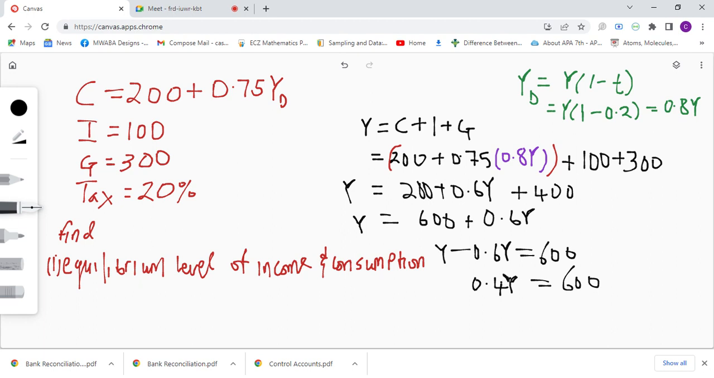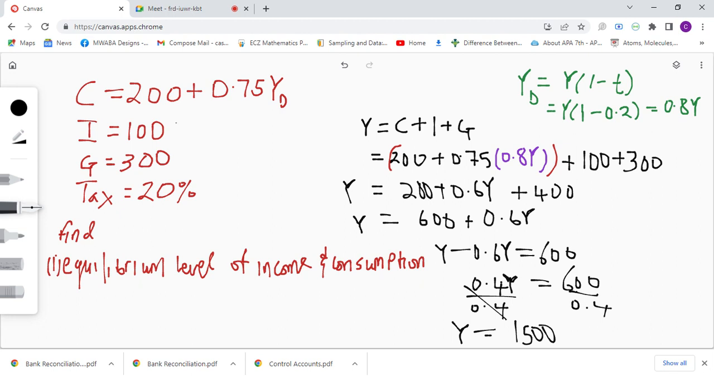Then I'm going to divide both sides by 0.4. So 600 divided by 0.4, we get 1,500. Y equals 1,500. This is our equilibrium level of income. Now, find the equilibrium level of consumption.